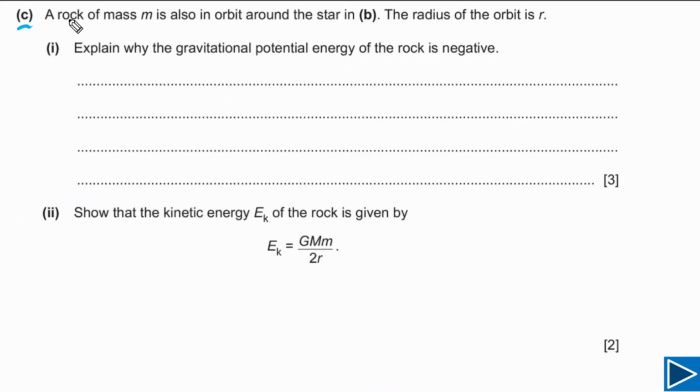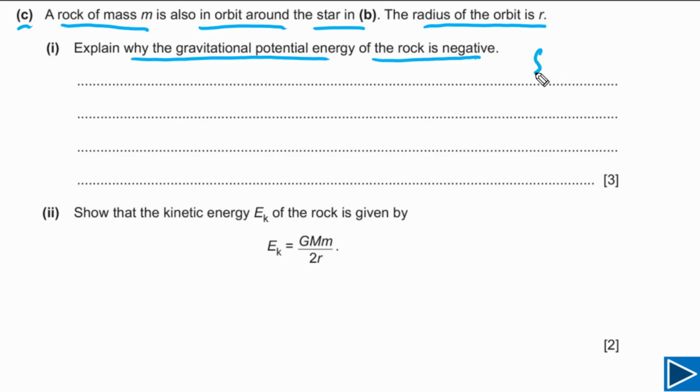For part C, the question is telling us that a rock of mass small m is also in orbit around a star in B. The radius of the orbit is r. Explain why the gravitational potential energy of the rock is negative. This is a very common question. So simply we can understand.